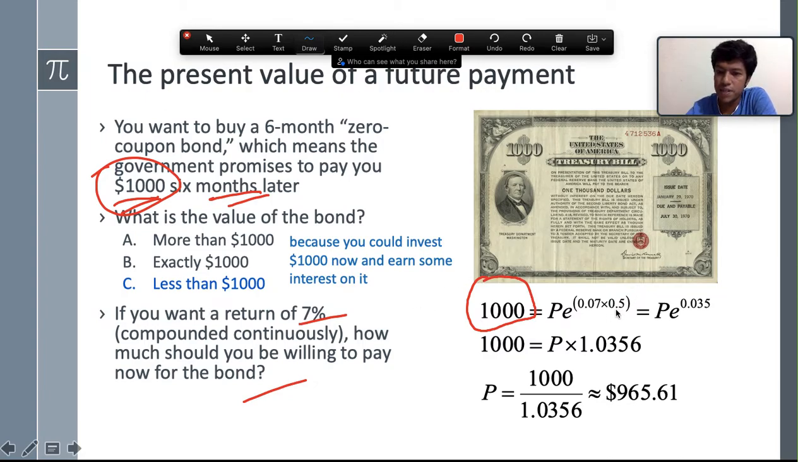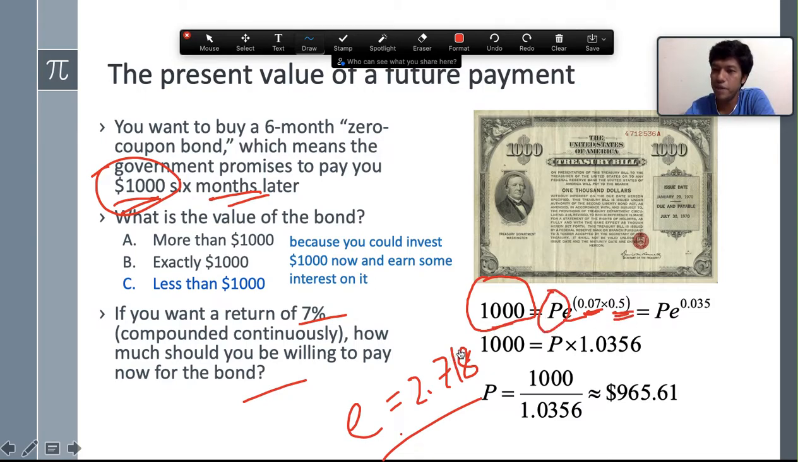So after 6 months means how many times in a year? 2 times, right? Or the whole 6 months is half of the year. Half means 0.5. And this is 7%. You know, percent, what we do for percent, we divide it by 100. That's why 0.07. So all these are numbers. E itself is also a number, equal to 2.718 approximately. So E is a number, this is a number, this is a number, this is a number. Only P is remaining. So we can do the calculation easily to find out the answer of this.